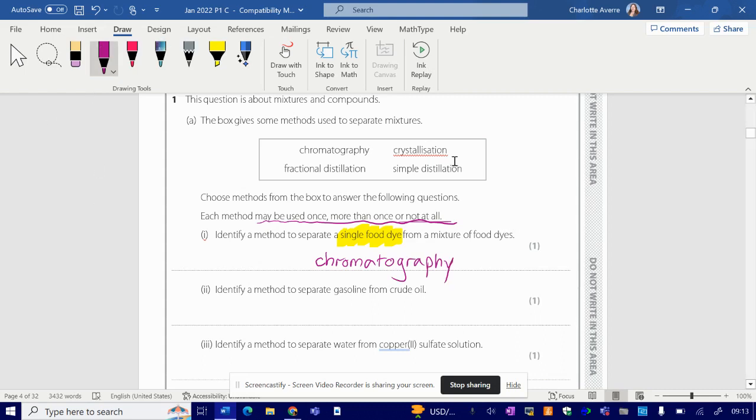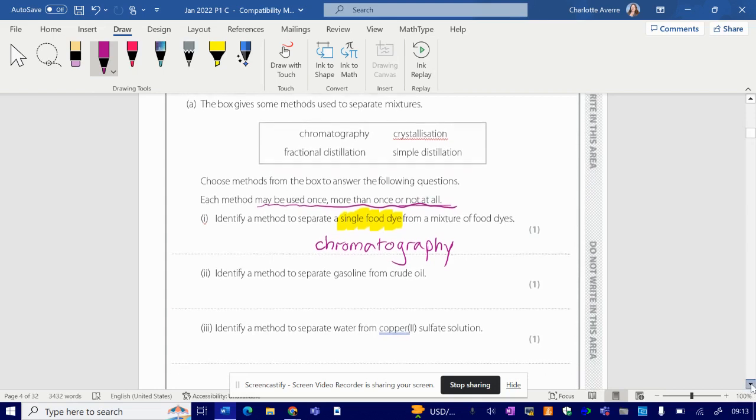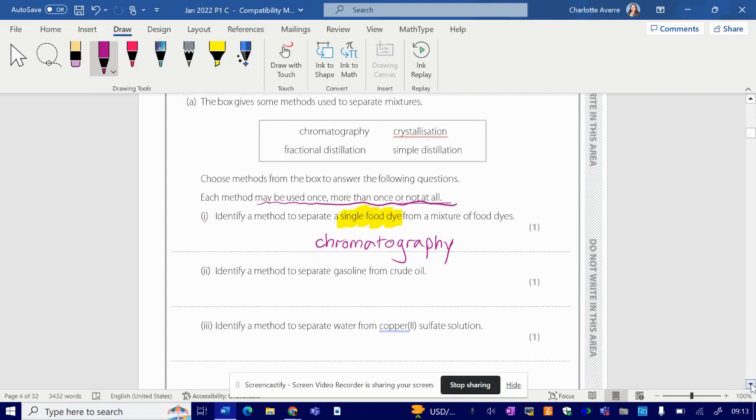Identify a method to separate gasoline from crude oil. Again, there should be one answer that's jumping out at you here because only one of them works for crude oil. But you can also get it from the idea that gasoline is a liquid, crude oil is also a liquid, so we're looking for a method that can be used to separate 2 liquids from each other, which is fractional distillation.